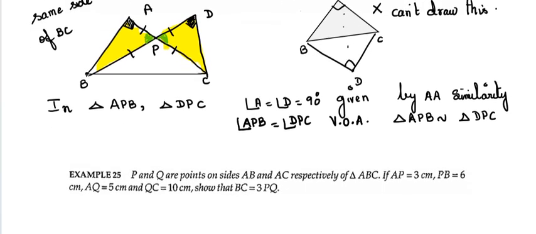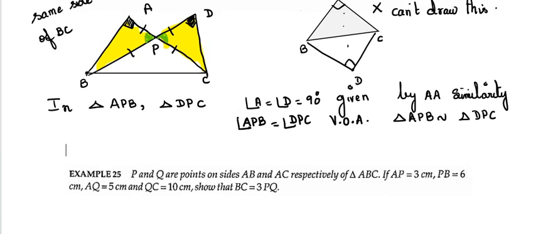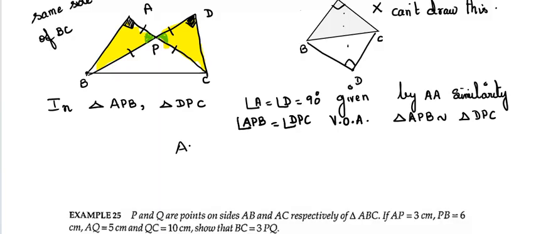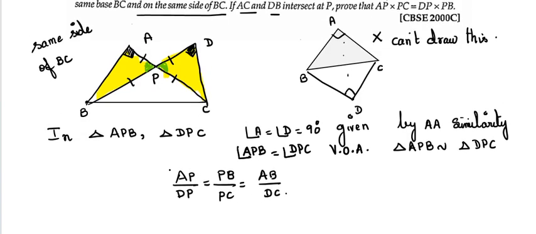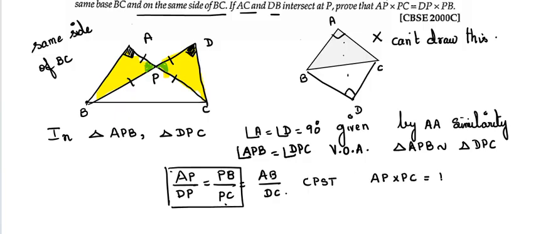Write your CPST, you will automatically get the answer. AP by DP equals PB by PC equals AB by DC. What have they asked? AP into PC. So, AP into PC equals PB into DP.